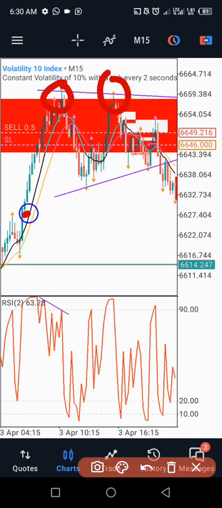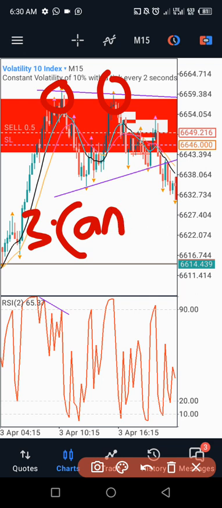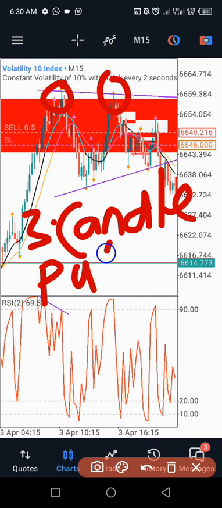So the third confirmation is to look for a candlestick pattern. That will be your third confirmation before taking this trade entry. So look for a candlestick pattern, and the candlestick pattern we saw was our double top.